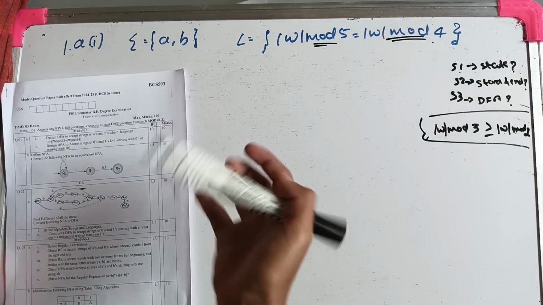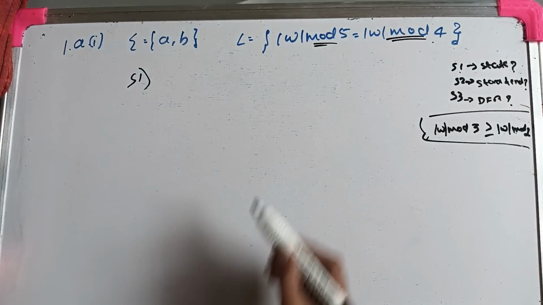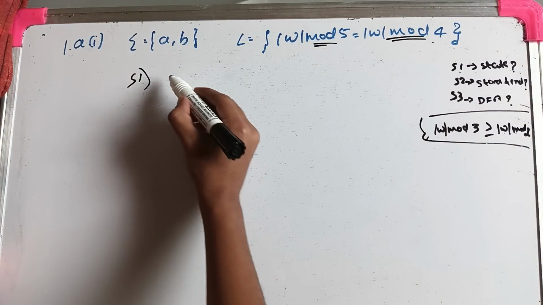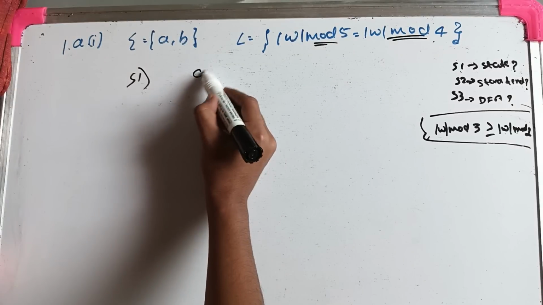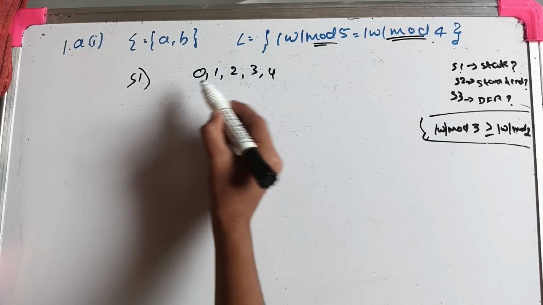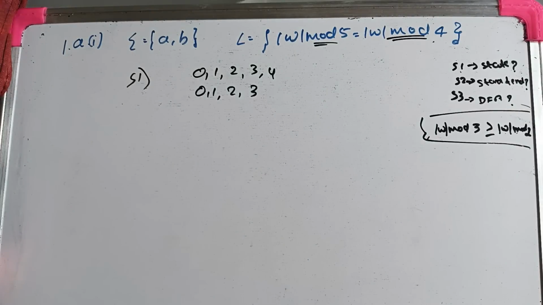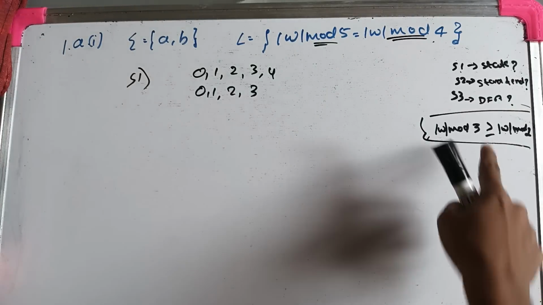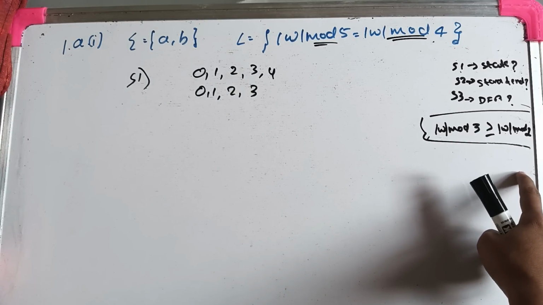Okay, first, in the beginning you need to know how many states there are. So for mod 5, all possible remainder states of 5 are 0, 1, 2, 3, 4, and all possible states for 4 are 0, 1, 2, 3. Okay. Next, for 3 it is 0, 1, 2, and for 2 it is 0, 1.